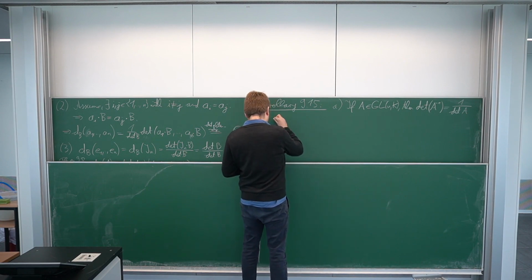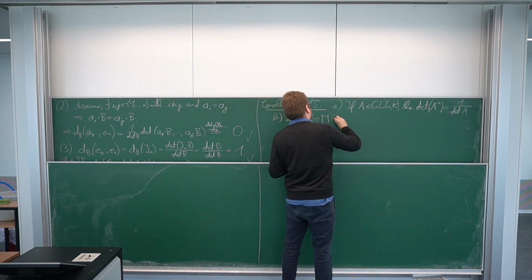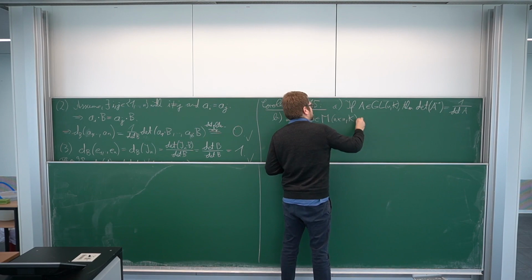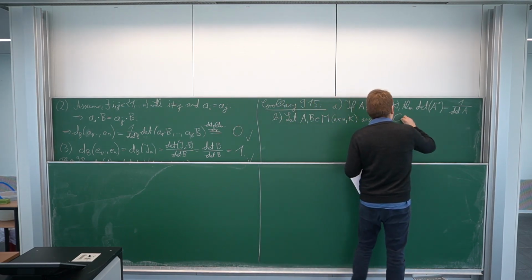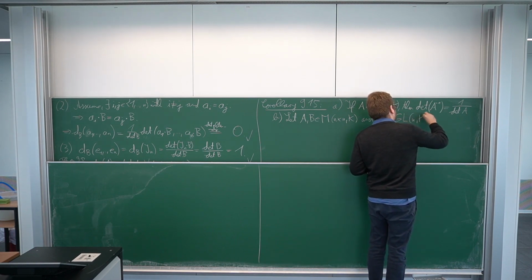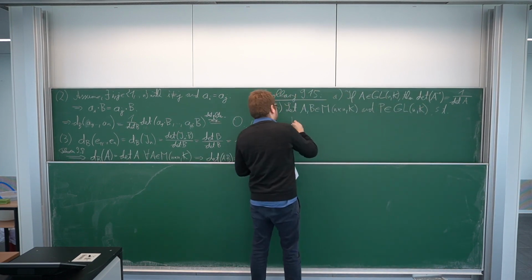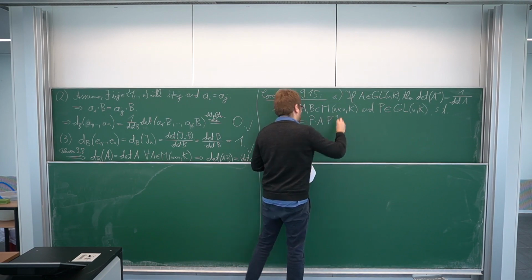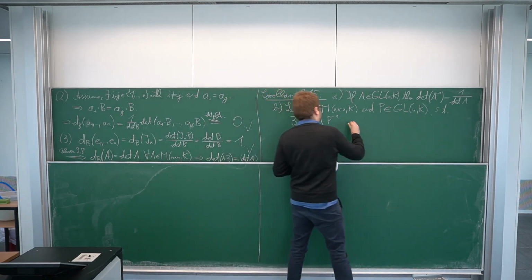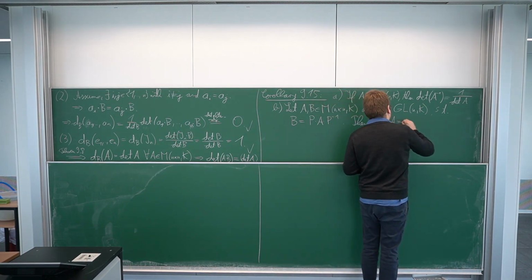Now, the second part that's important. Let A and B be two quadratic matrices of the same size. And assume we have some invertible matrix which I call P, such that B is equal to P times A times P to the minus 1. Then it follows that A and B must have the same determinant.